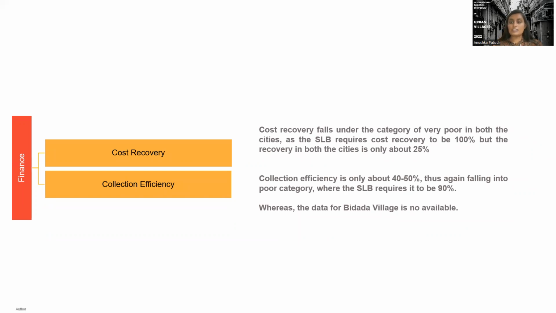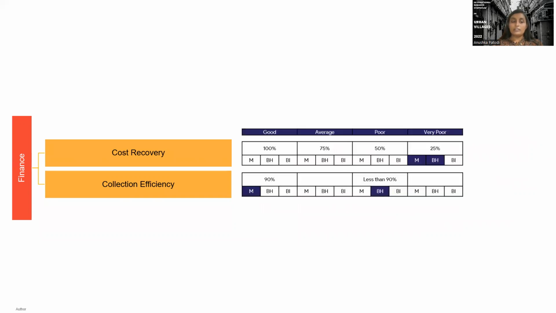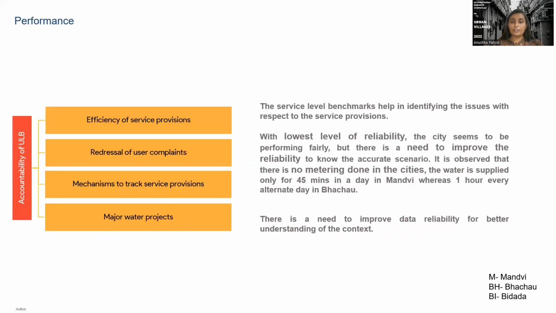And the collection efficiency is only about 40 to 50%, thus again falling into the poor category, where the SLB requires it to be 90%. The data for Bidda village is not available. The next component is accountability of ULB.